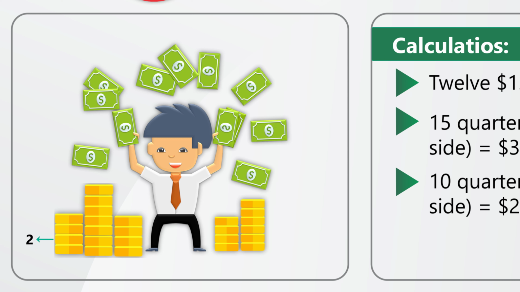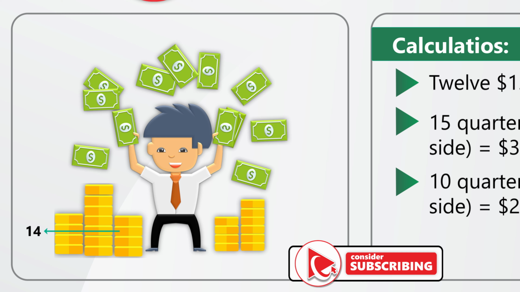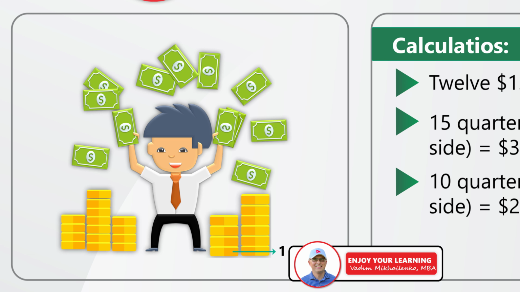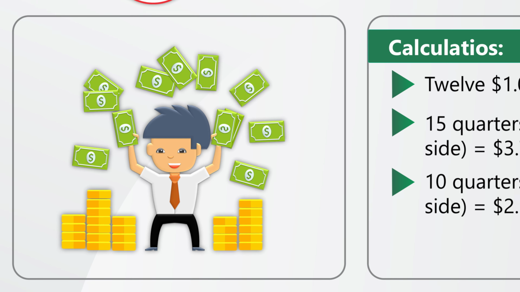1, 2, 3, 4, 5, 6, 7, 8, 9, 10, 11, 12, 13, 14, and 15. And now let's do the same thing, but for the right side, which has 10 quarters. 1, 2, 3, 4, 5, 6, 7, 8, 9, and 10. And now we are ready to do the math.